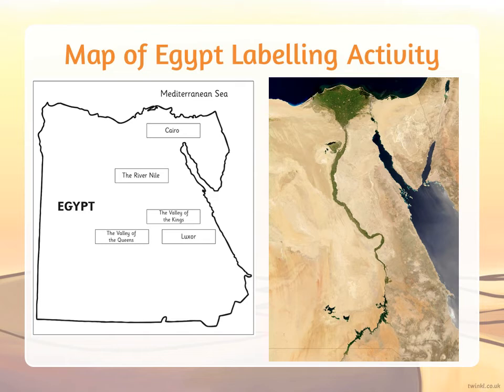So you can see here, make sure, tick them if you've got them correct. Cairo's right at the top, Luxor in the south, Valley of the Kings and Queens opposite each other, and the Nile running through the heart of Egypt. You can even draw the Nile and copy it on your own image if you have one at home, so you can see where it runs through directly.